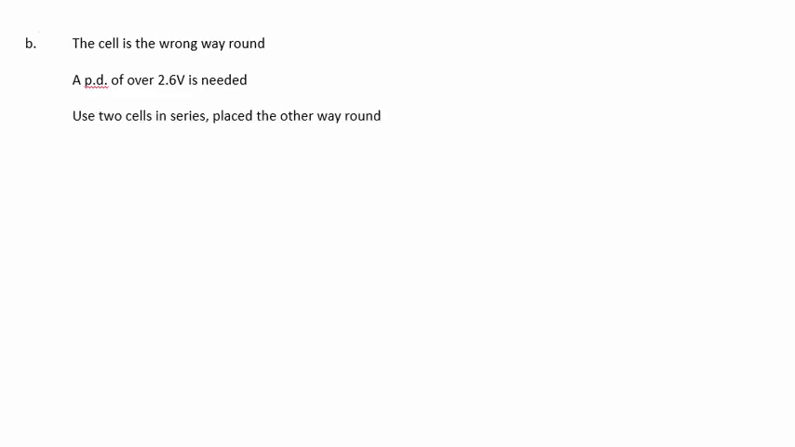In B, we have a circuit where the LED fails to light. We're to explain why the circuit doesn't work and to modify the design so the LED will light. Well, firstly, the cell is the wrong way around, and also we need a potential difference of over 2.6 volts. Here we only have a potential difference of 1.5 volts. What we could do is use two cells in series, which would give sufficient potential difference, and place them the other way around.